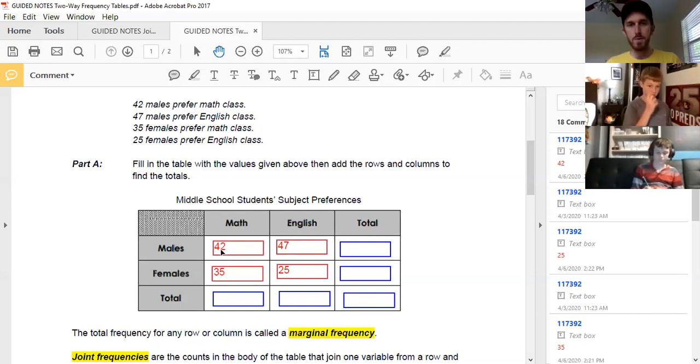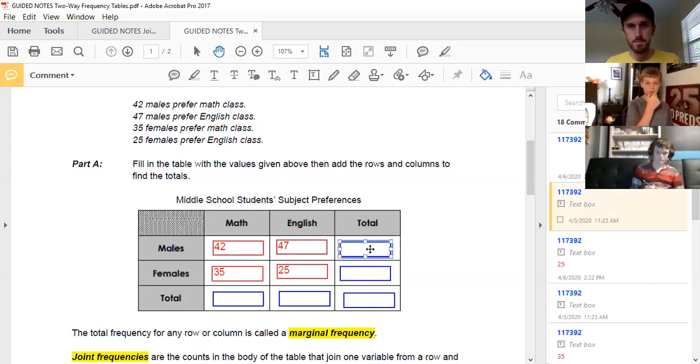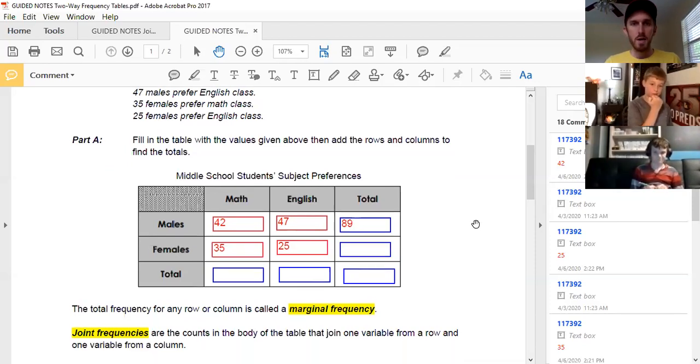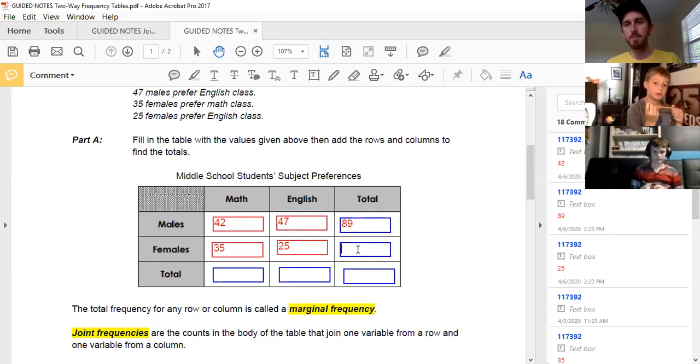We've got 42 that prefer math, 47 that prefer English. So how many total males are there going to be? 89. You just do straight addition. 42 plus 47, 89. Easy. All right, and then if I got 35 females that like math, 25 that like English, how many total females are there going to be? 60. Again, we're just doing straight addition.